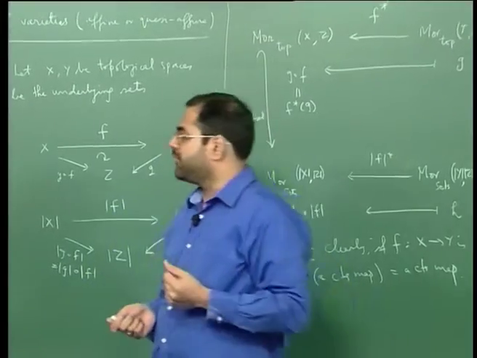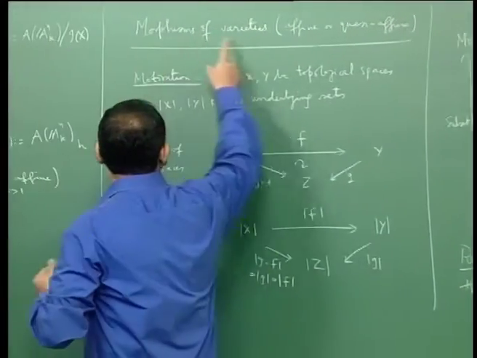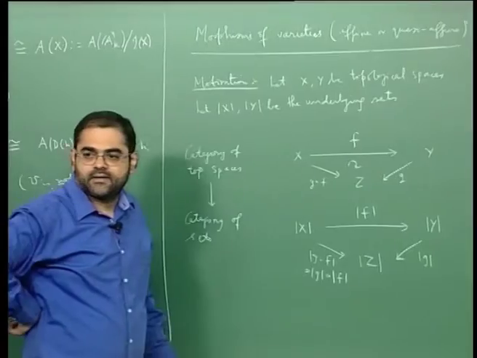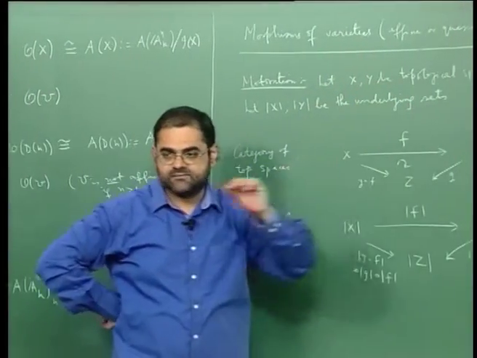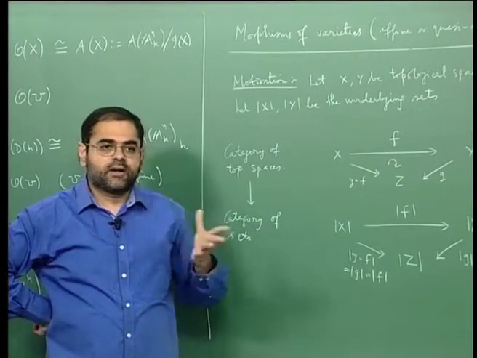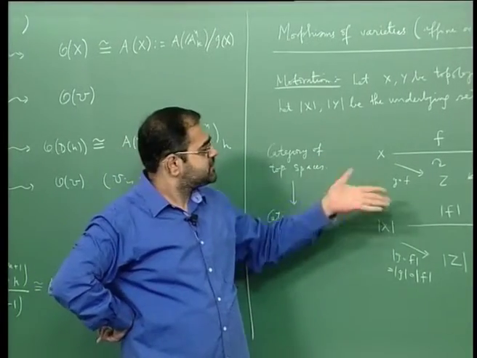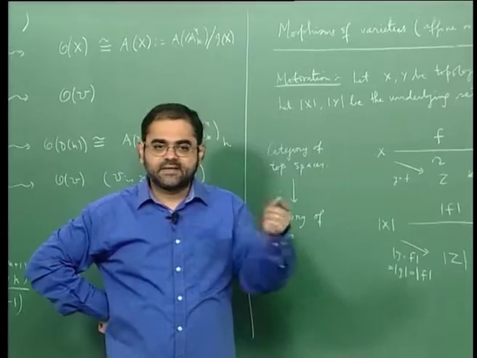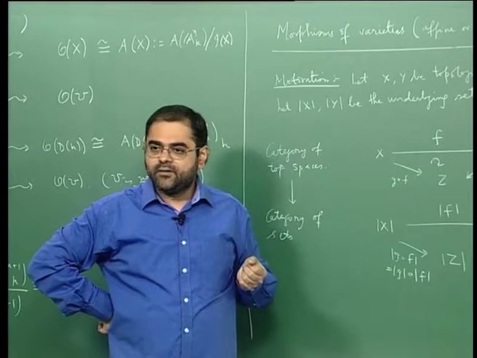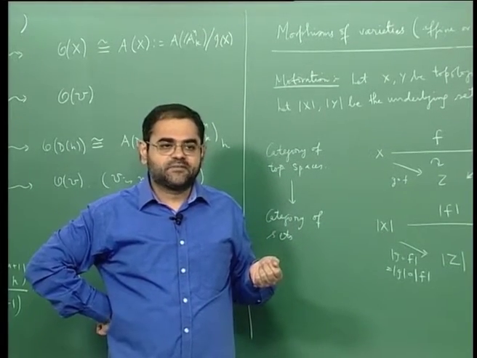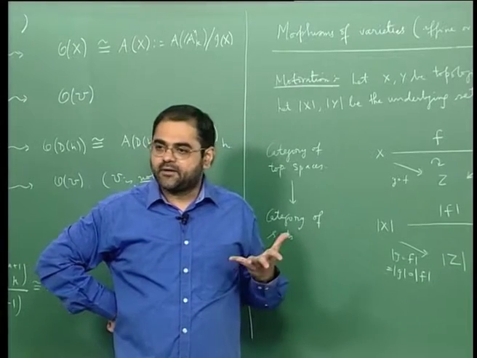And now you know what I am going to do. How am I going to define a morphism between two varieties? The two varieties can be affine or quasi-affine, it does not matter. I am going to do the following thing. I am just going to say a morphism between two varieties is a set theoretic map which pulls back good functions to good functions. And what are good functions for varieties? They are regular functions.